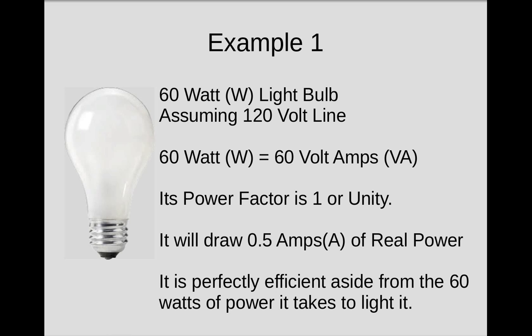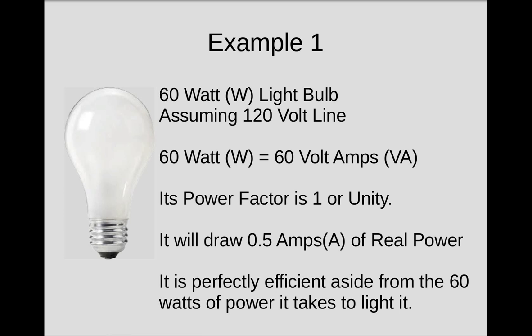very simple math. A 60 watt light bulb will draw 0.5 amps of real power. So if you think back a few slides, I said real power is classified in wattage. So it takes 0.5 amps of power to arrive at 60 watts of usage to light this light bulb.